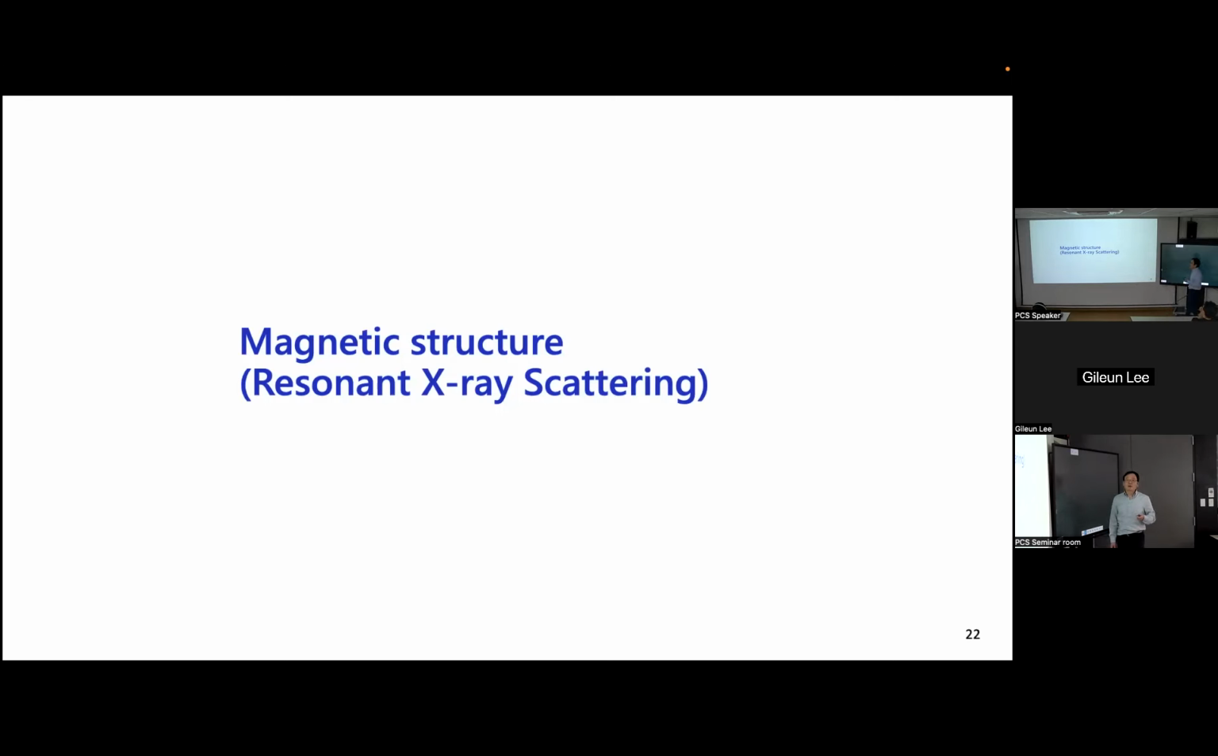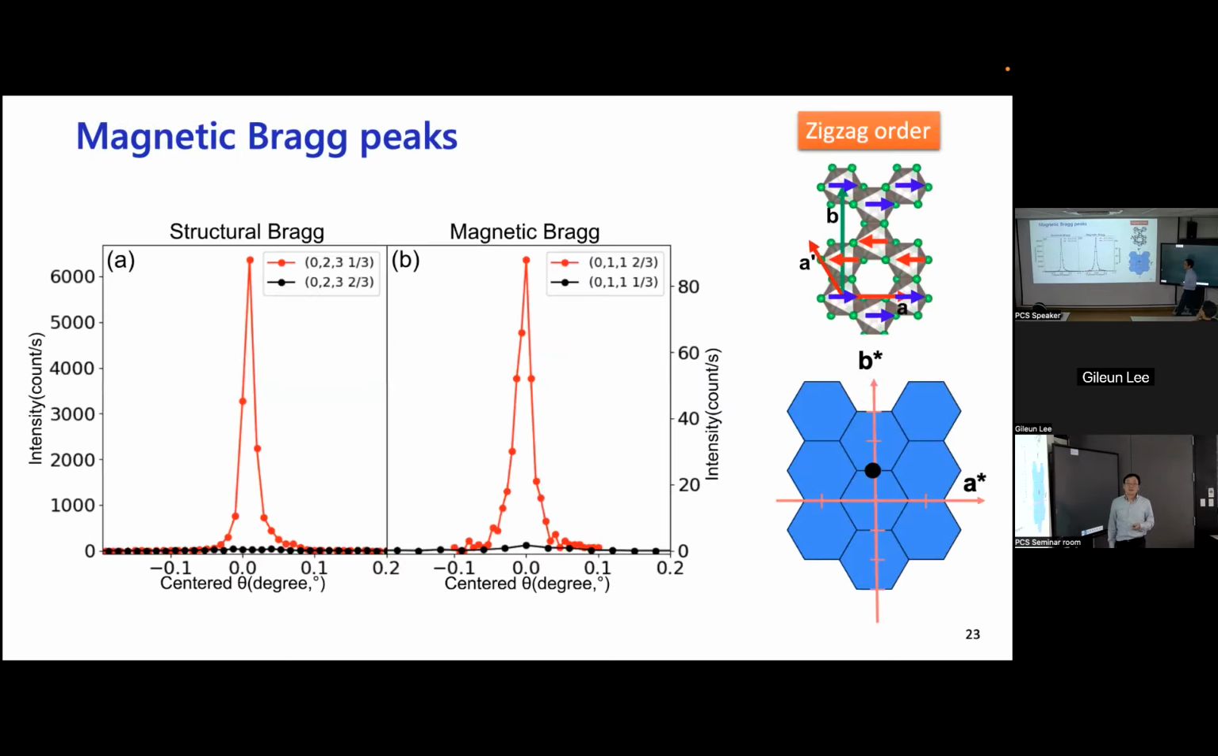Now that we have this very nice crystal, we can look at the magnetic structure in detail. Let's look at the magnetic Bragg peaks. By the way, we have done this all using X-ray, so-called resonant X-ray scattering. The reason why we do that will be clear in a moment. Here we are plotting the structural Bragg peak and the magnetic Bragg peak. The magnetic Bragg peak occurs in the 2D Brillouin zone around this point and that point, the so-called M point, consistent with the zigzag magnetic order that is shown here.